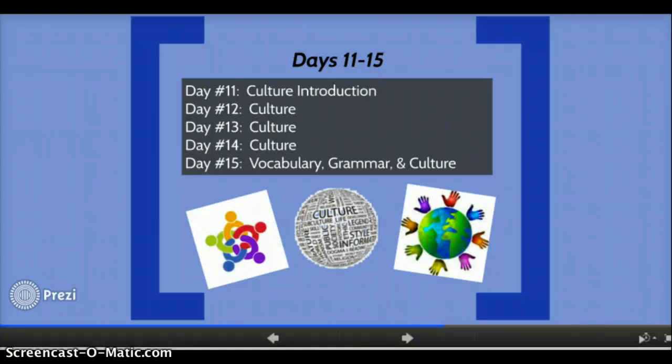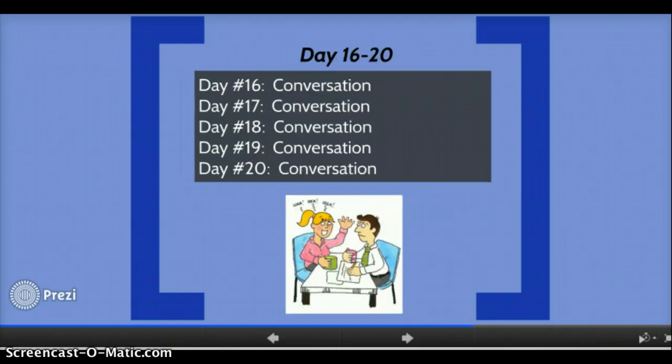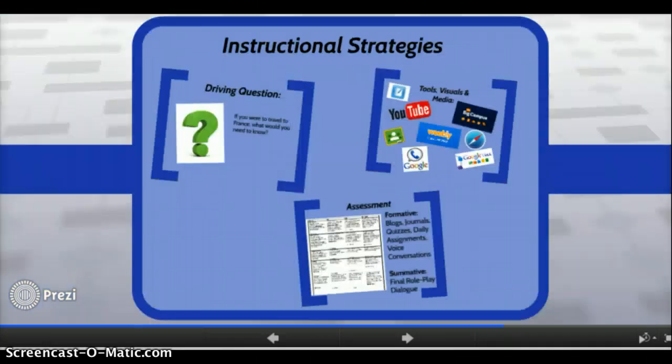And the third layer is culture. Here, the students will be asked to examine, analyze, and discuss cultural norms and practices that should be respected and acknowledged when traveling. The fourth and last layer involves conversation. Here, role-play situations will require the students to use all of their travel knowledge in a meaningful way.